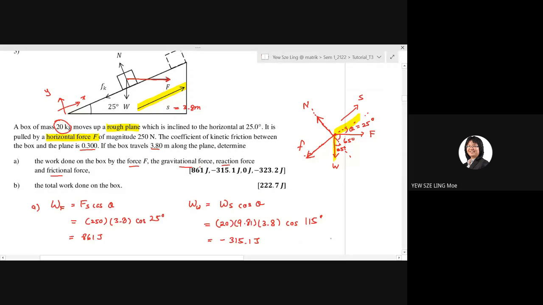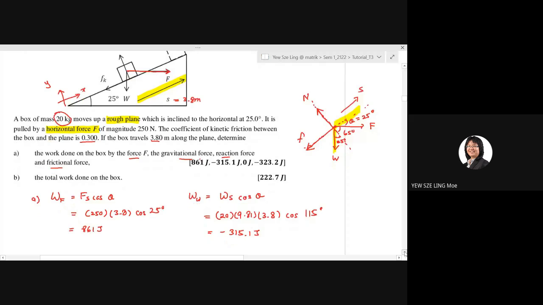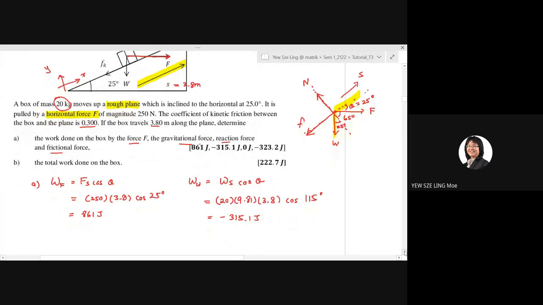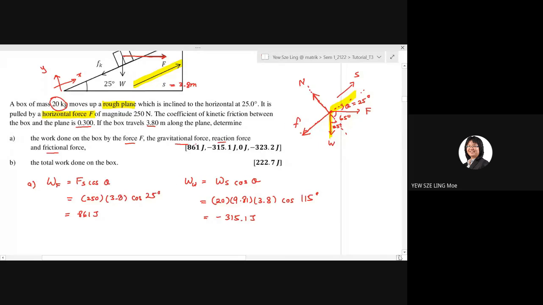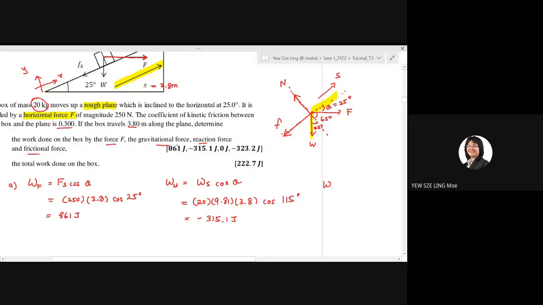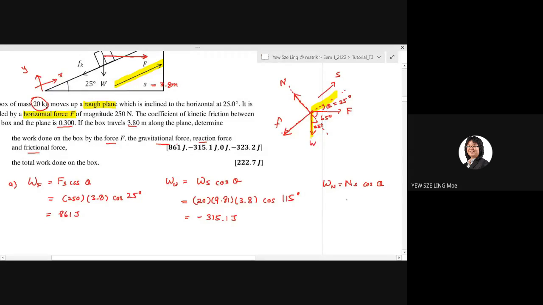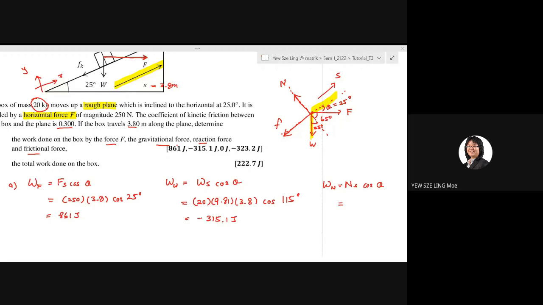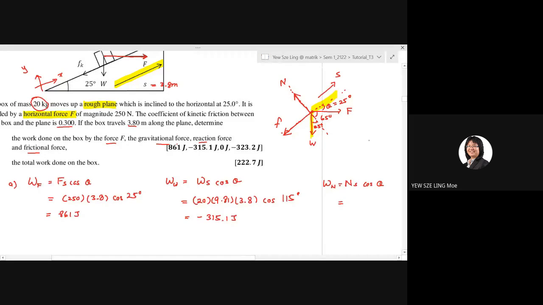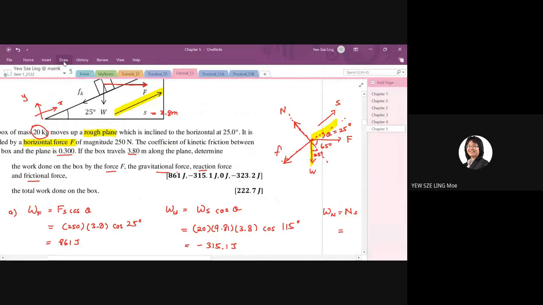Okay, 315.1 joule. Okay, and then the next one I'm going to calculate is the work done by the reaction force, which is the normal force. So W normal equals N S cos theta, where N is the normal force. Do I have the normal force? Well, apparently I don't have the normal force. But what I can do is calculate it. I can calculate the normal force by using Newton's law.